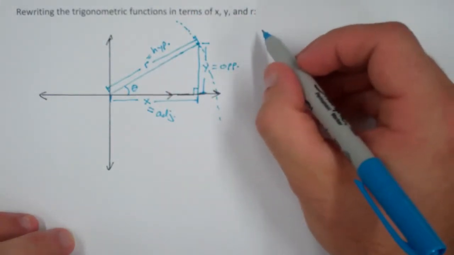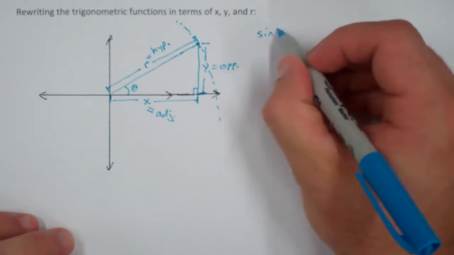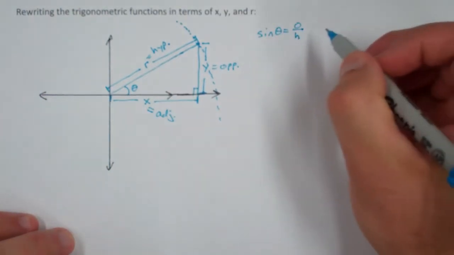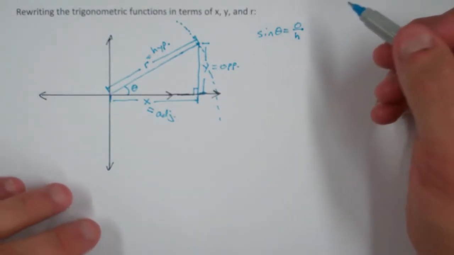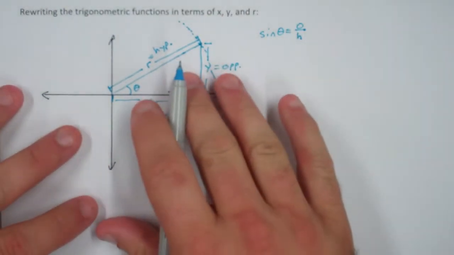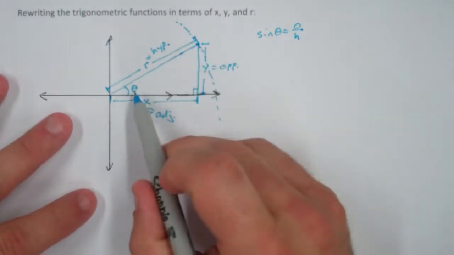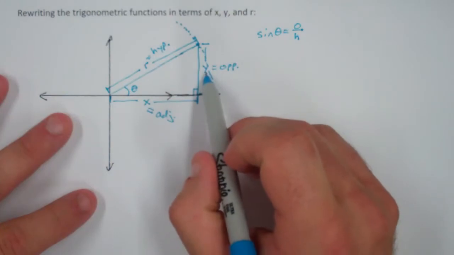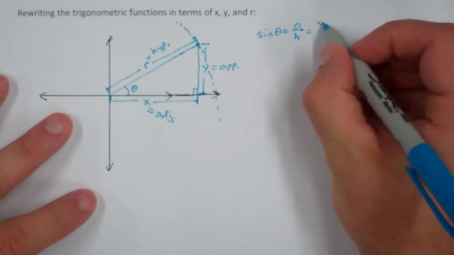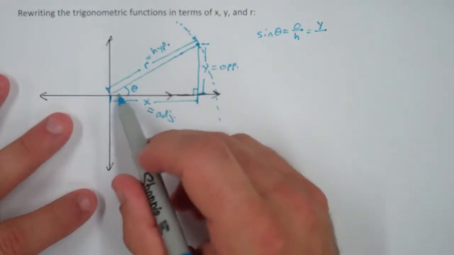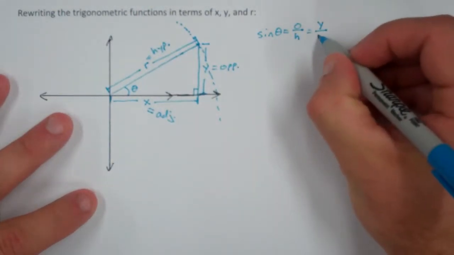If we write out our trig functions, we've got the sine of theta being opposite over hypotenuse. Now, when we place this right triangle on the coordinate plane, we can accurately say that the opposite side will always be y, and the hypotenuse now, in terms of a circle, will just be whatever the radius is.